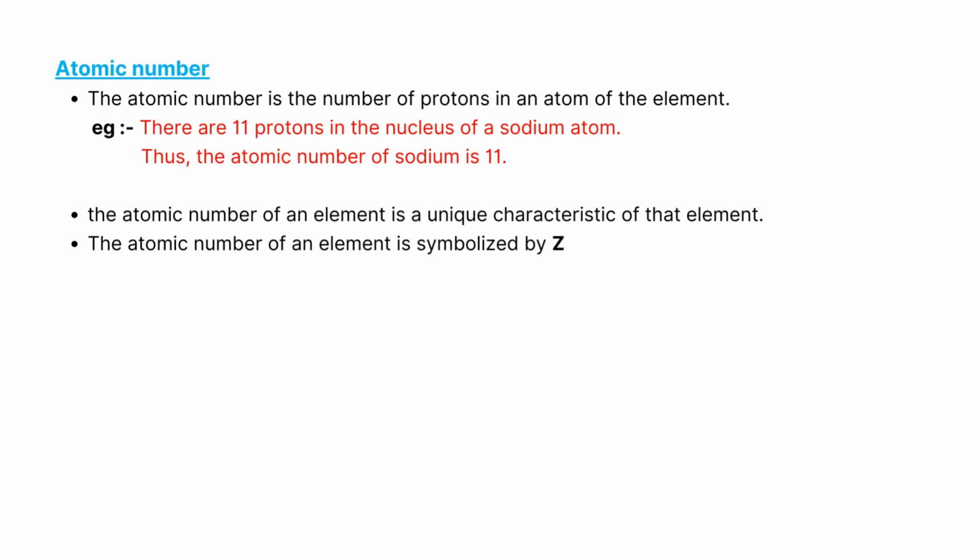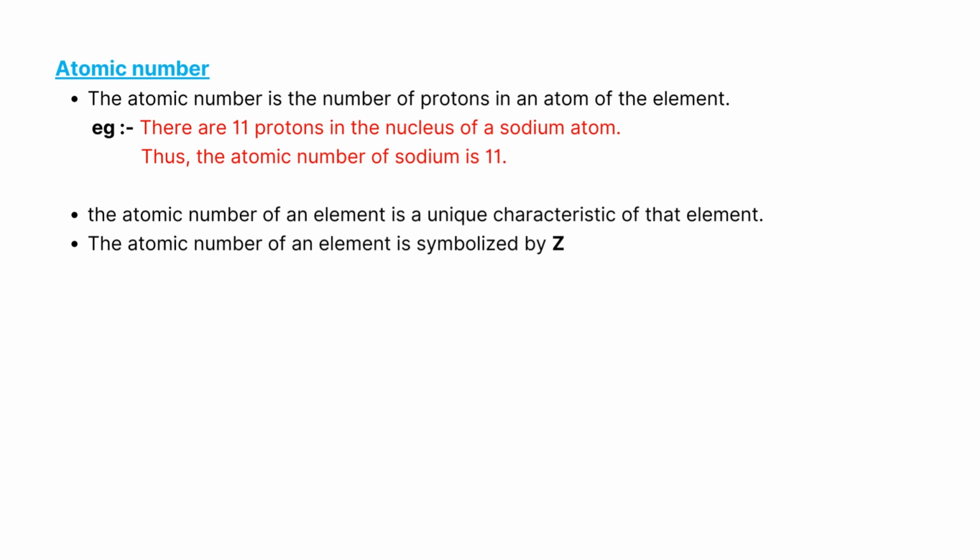Therefore, the atomic numbers of two atoms of different elements will never be the same. Hence, the atomic number of an element is a unique characteristic of that element. The atomic number of an element is symbolized by Z. In a neutral atom, the number of protons is equal to the number of electrons in it, so the atomic number of an element is equal to the number of electrons in an atom of that element.